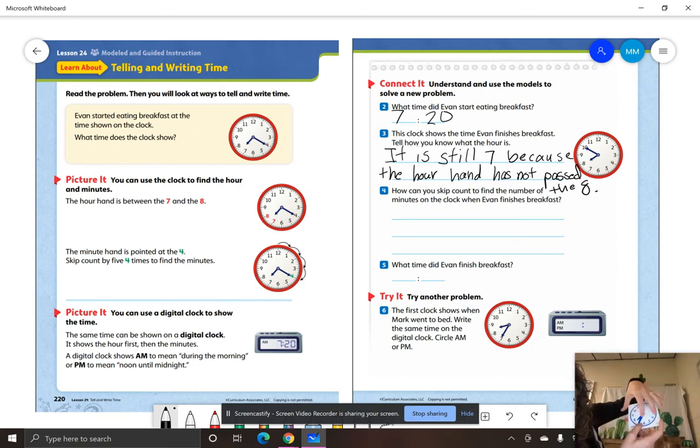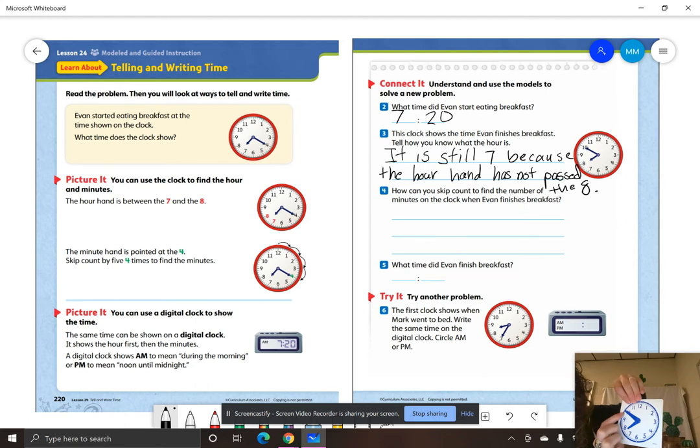Now watch what's going to happen to my minute hand. It's going to pass that hour hand. 40. 45. Whoops, 45. 5 more would be 50. 55, 60. When we are at 60 minutes, we are starting a new hour. So let's go back a little bit.